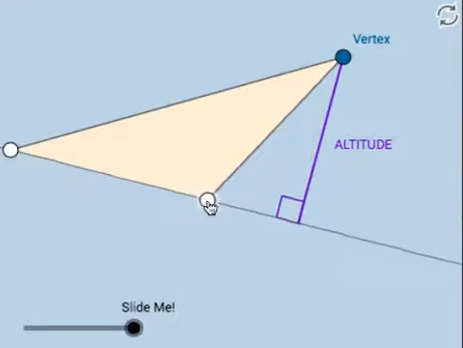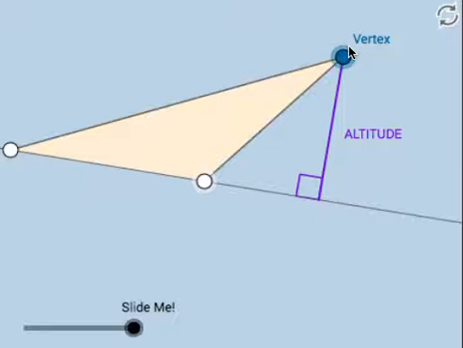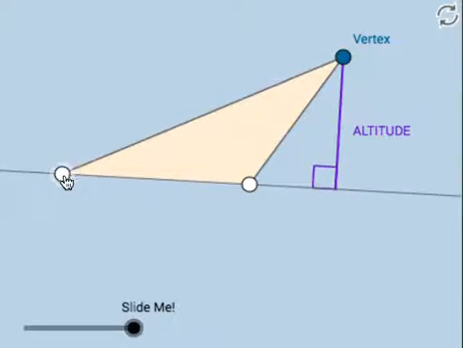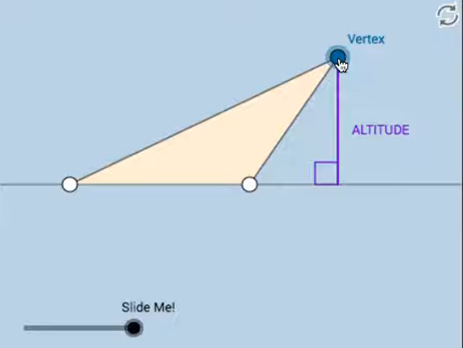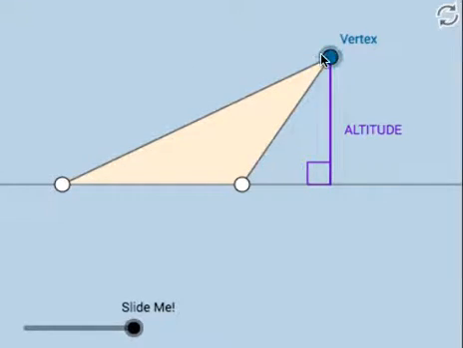An altitude is a segment that connects one vertex not to the opposite side, but to the line containing the opposite side of that vertex. Again, an altitude of a triangle is a segment, the purple segment here, that starts from a vertex and is drawn perpendicular to the line containing the side of the triangle opposite that vertex. The side opposite this blue vertex is this segment I'm tracing out with my arrow right here.